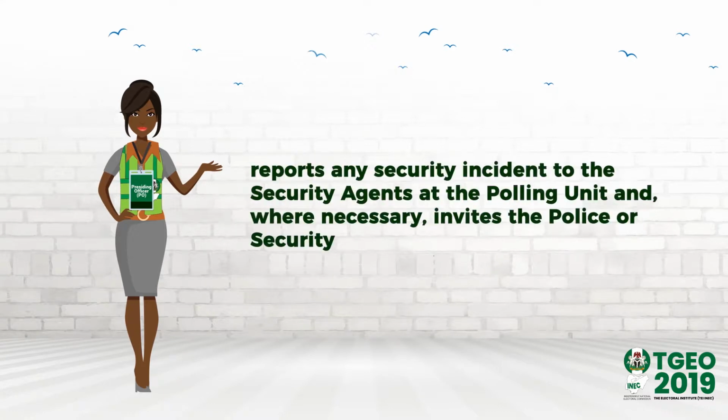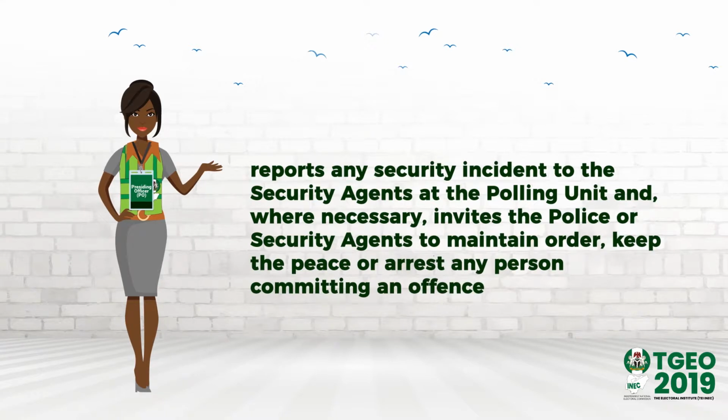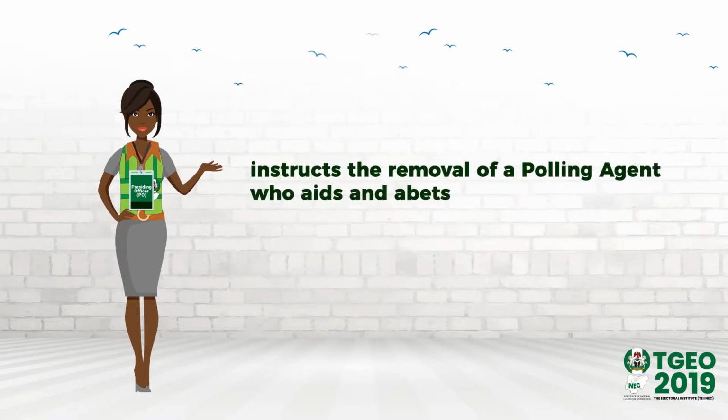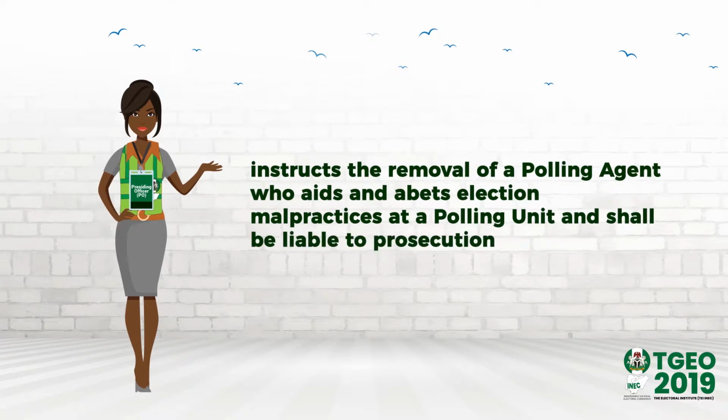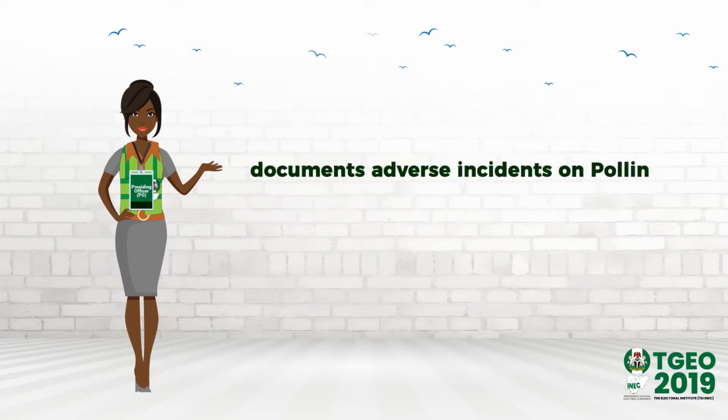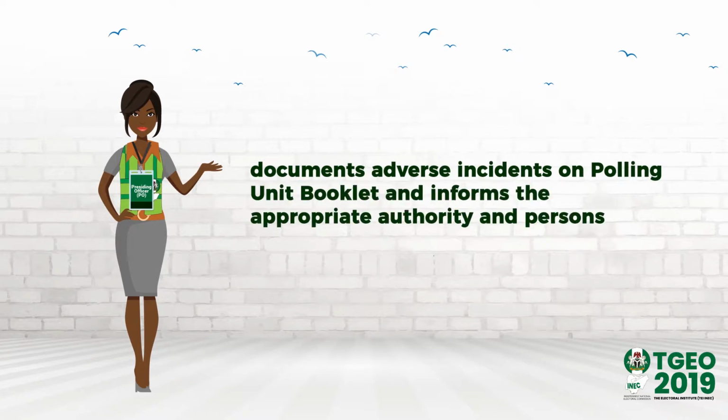Report any security incident to the security agents at the polling unit and, where necessary, invite the police or security agents to maintain order, keep the peace or arrest any person committing an offense. Instruct the removal of a polling agent who aids and abets election malpractices at the polling unit, and shall be liable to prosecution. Document adverse incidents in the polling unit booklet and inform the appropriate authority and persons.